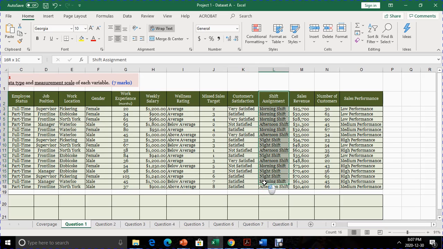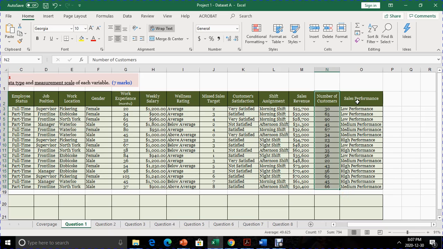And then the next question deals with shift assignment. Some of these employees were assigned the morning shift, some were in the afternoon shift, others are in the night shift. And then the sales revenue that they brought in, in terms of monthly sales revenue. That is what was tabulated in that column. And then how many customers they actually have under their portfolio.